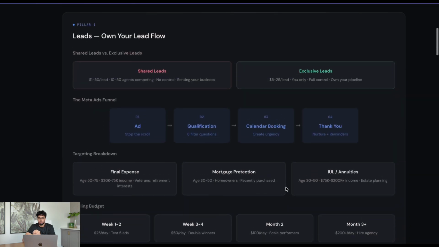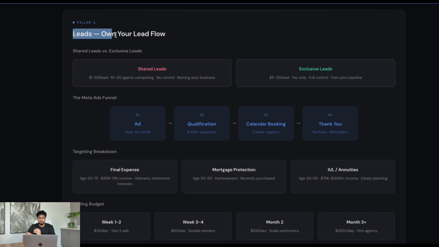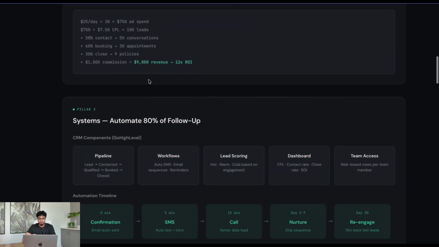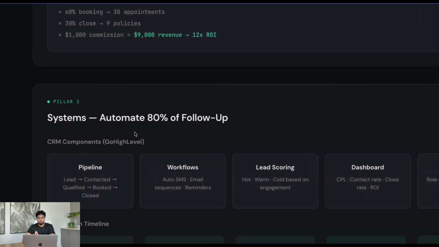But to recap, pillar 1, just leads. Own your own lead flow. Make sure you're getting exclusive leads to you every single day so you can actually scale to the next revenue mark. And let's go into systems. So automating 80% of your follow-up. So let's go into the CRM components.